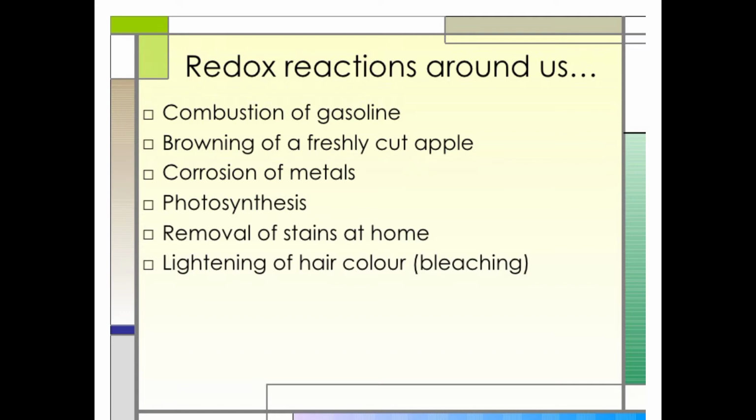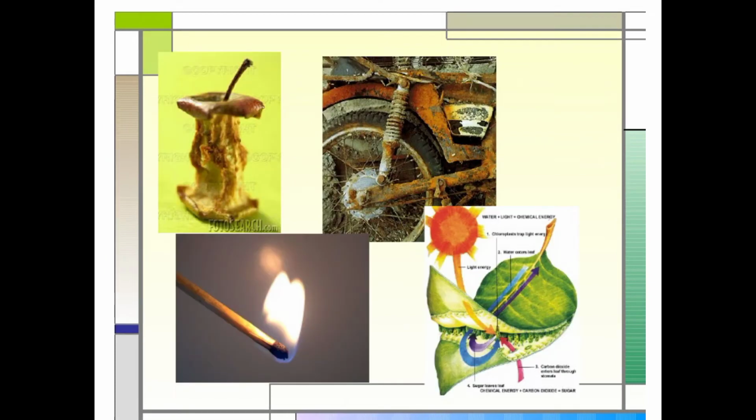You may come across so many redox reactions around us. Can you give some examples? Yes. Combustion of gasoline, browning of freshly cut apple, corrosion of metals, photosynthesis, removal of stains at home, lightening of hair color. These are all examples of redox reactions.